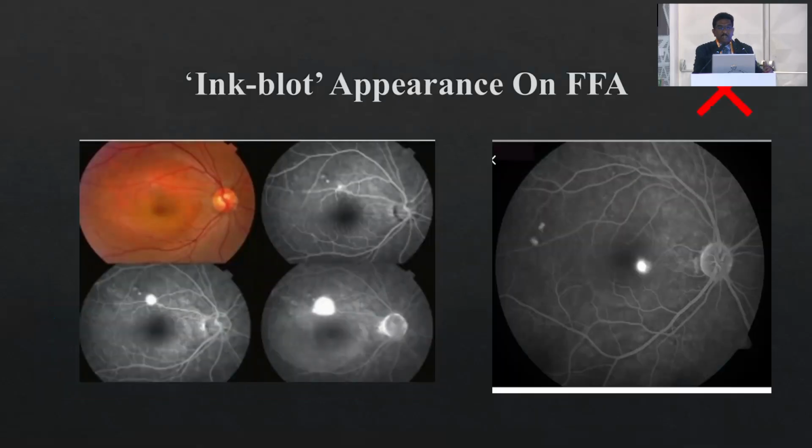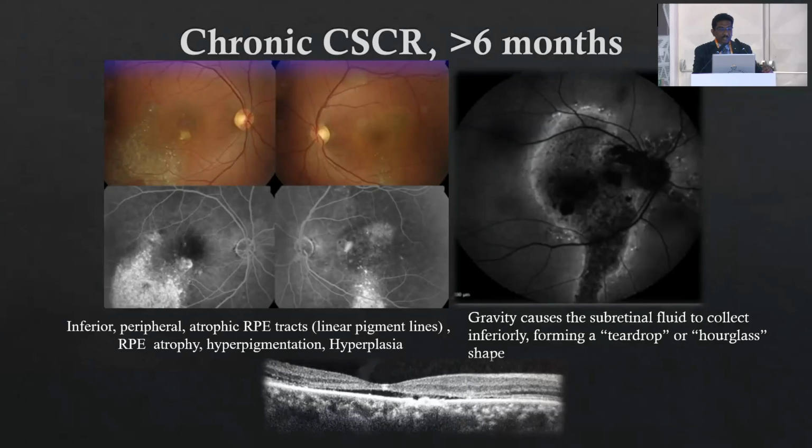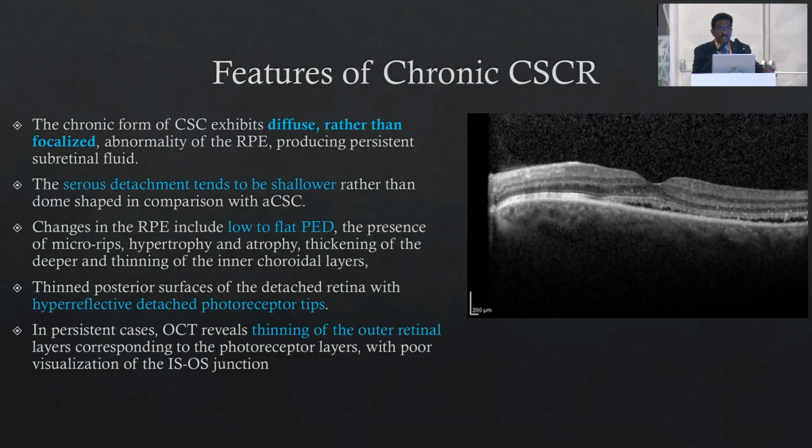The typical ink blot leak and the smokestack leak is not seen in these cases. These cases usually have a more diffuse disease with a lot of RPE atrophic tracts, and hyperpigmentation and hyperplasia may be seen in these cases, and a gravitational teardrop and hourglass shape you may see on the FFA and OCT.